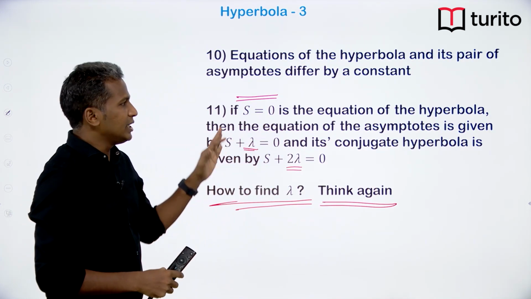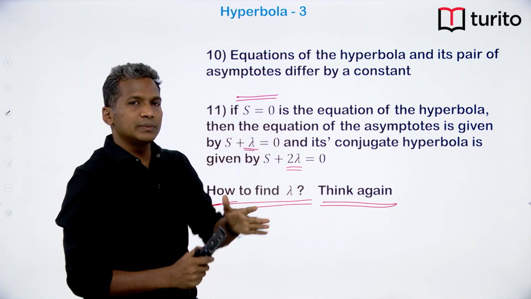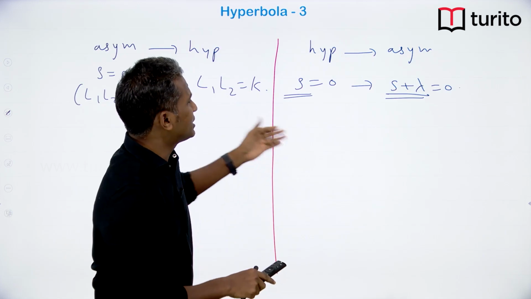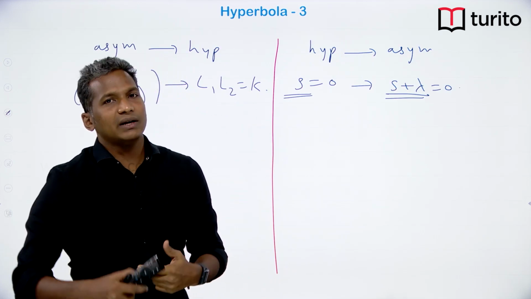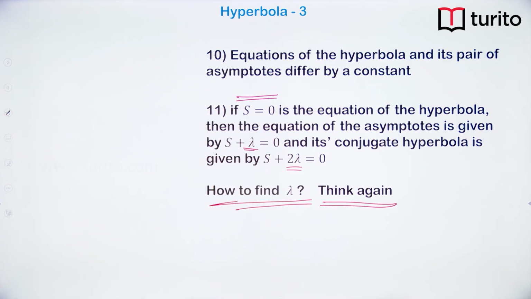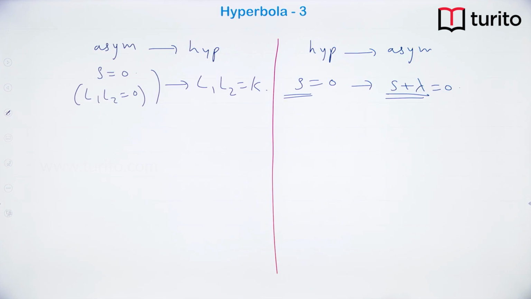Here, the equation of hyperbola and asymptotes always differ by a constant. If we just know this idea, depending on the situation we can react and solve it. Okay. Make a note of this, and also this.